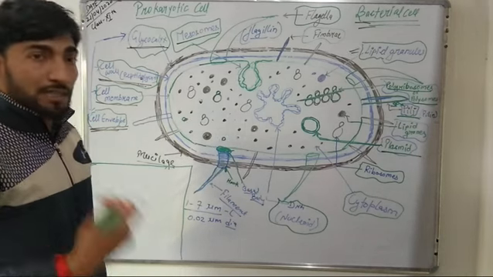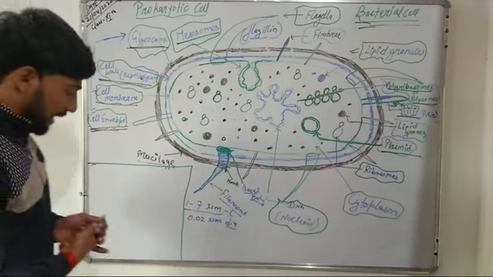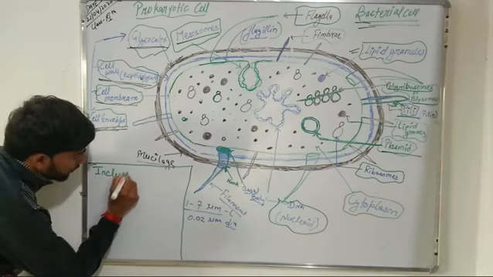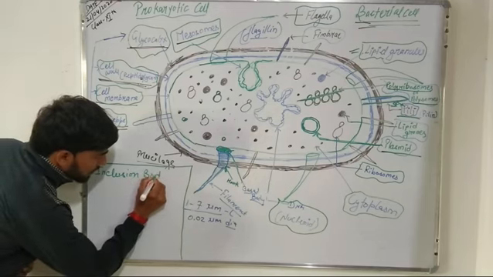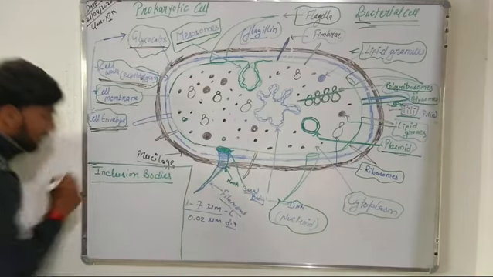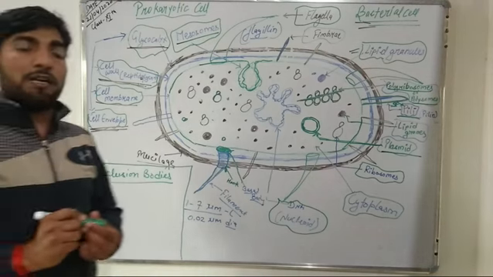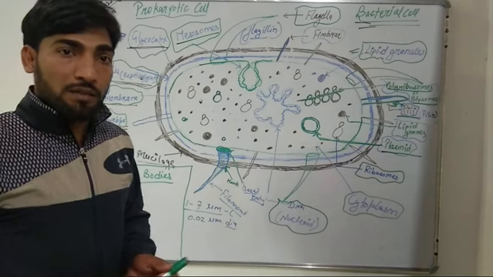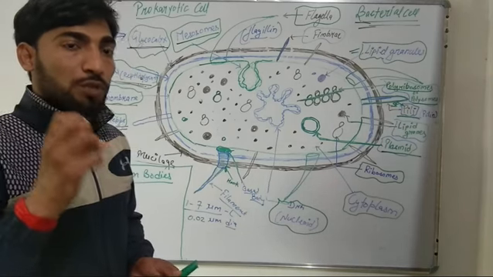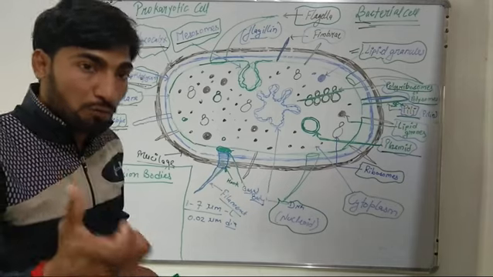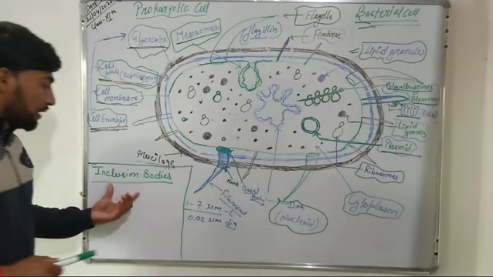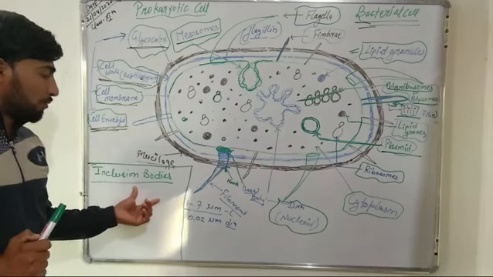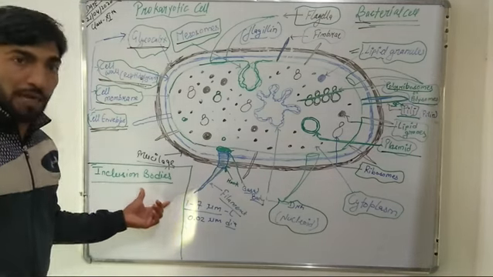Now, the next component present in the bacterial cell is inclusion bodies. Now, what are these inclusion bodies? These inclusion bodies are usually membraneless and non-living components which are present in the bacterial cell, and they are responsible for storing the reserve food material of bacteria. They are membraneless and non-living.